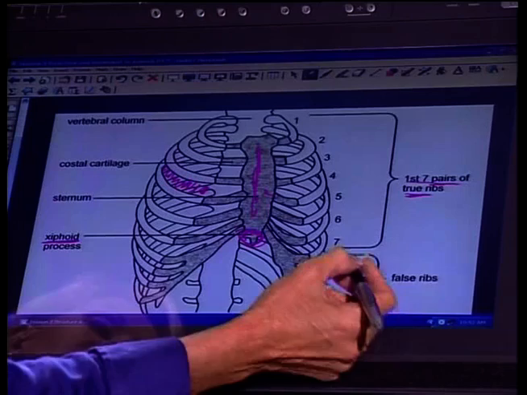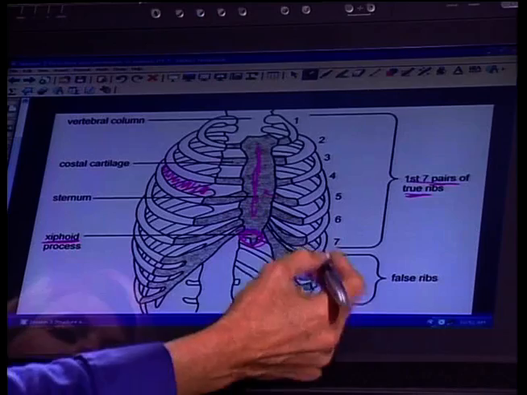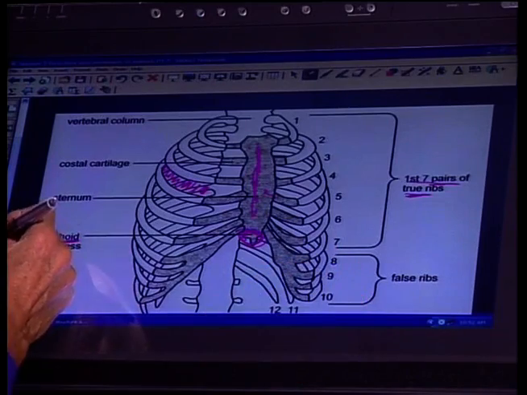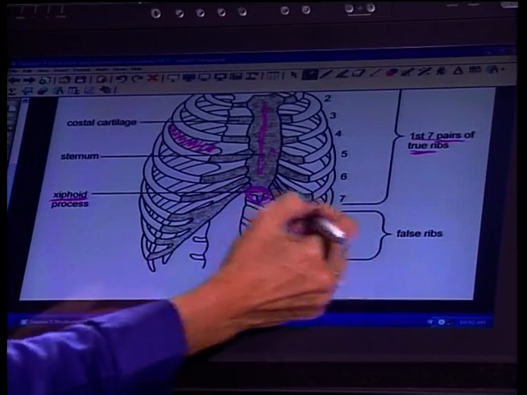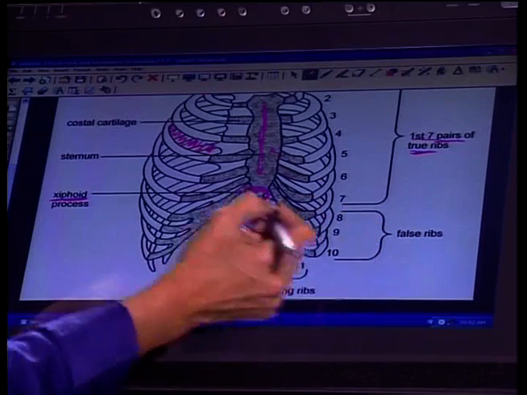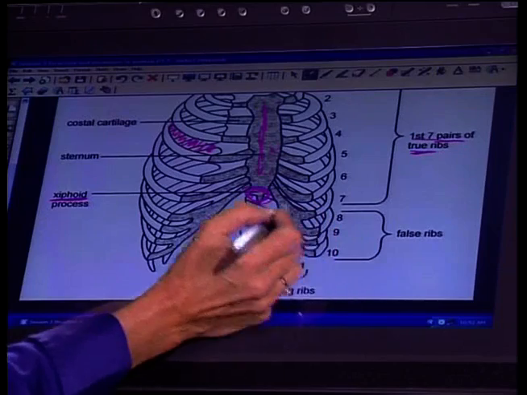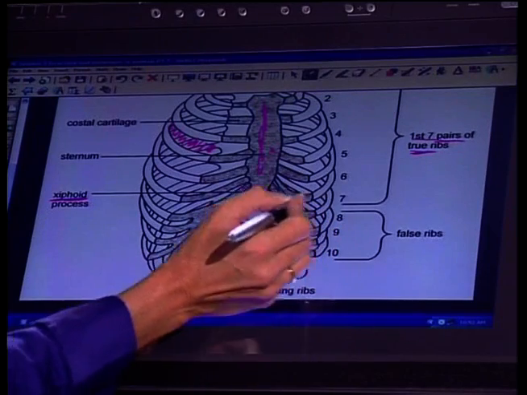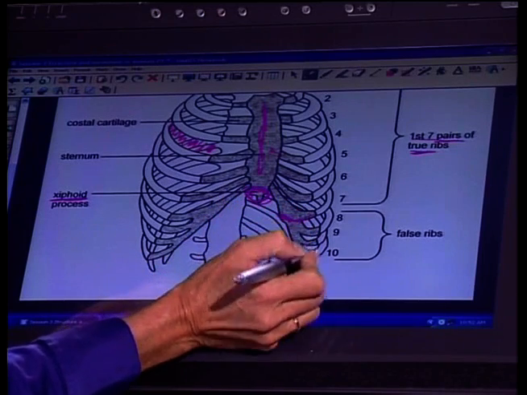Okay, and then we have our false ribs, which float. Now those false ribs are attached to the back, but they're not directly attached to the sternum. They're only attached to the sternum via a sort of join onto the 7th vertebra. So they sort of hitch a ride on the 7th vertebra.